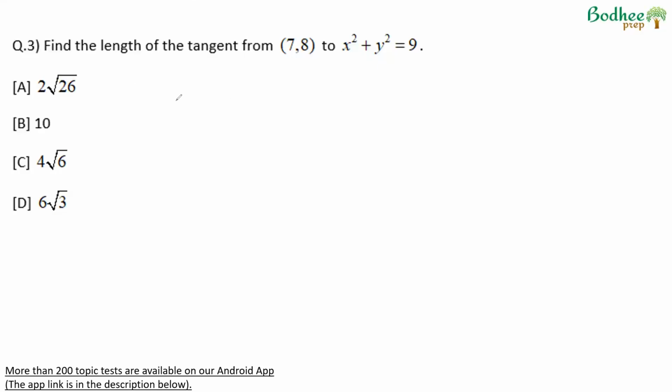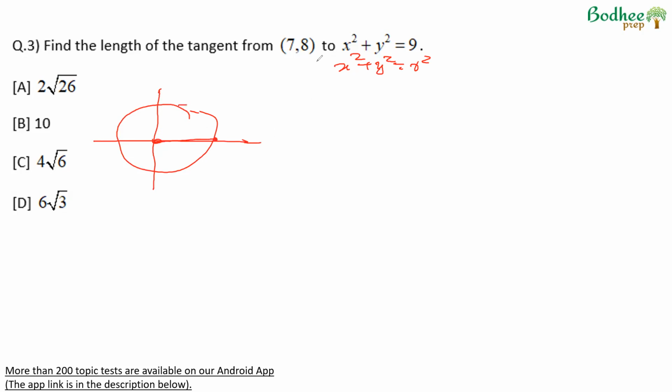Find the length of the tangent from 7, 8 to x square plus y square is equal to 9. So x square plus y square is equal to 9 becomes a circle centered at 0, 0. The standard form of a circle is x square plus y square is equal to r square, with the circle centered at 0. So the radius of the circle is 3.